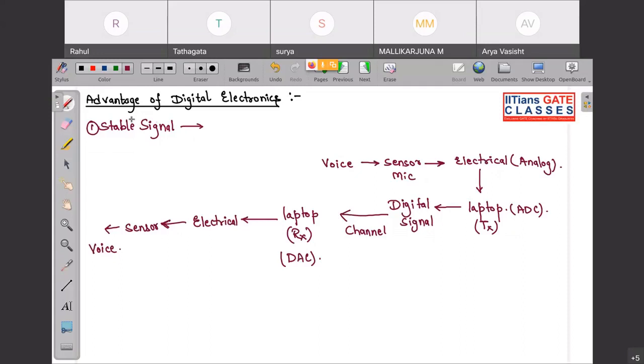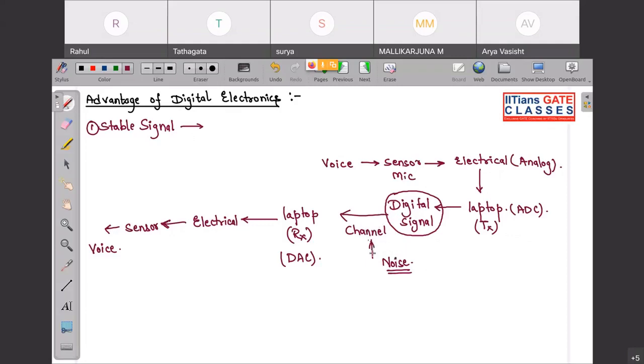Now by stability of signal, what do we mean? Some of you might be sitting in Bangalore, Kolkata or Patna, anywhere, 1000 or 2000 kilometers from my place. When this digital signal is traveling through the channel, there might be noise. There can be noise due to anything, chattering, or electrical interference in your channel, whether it is copper wire or optical fiber.